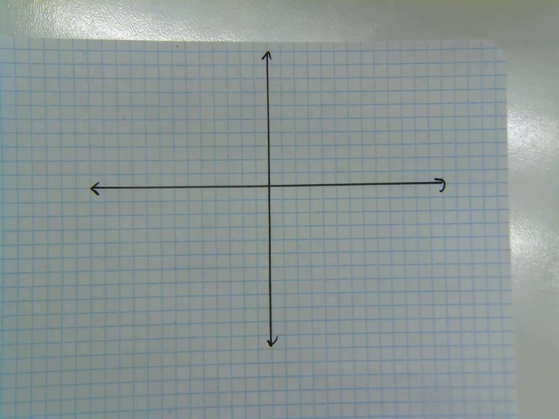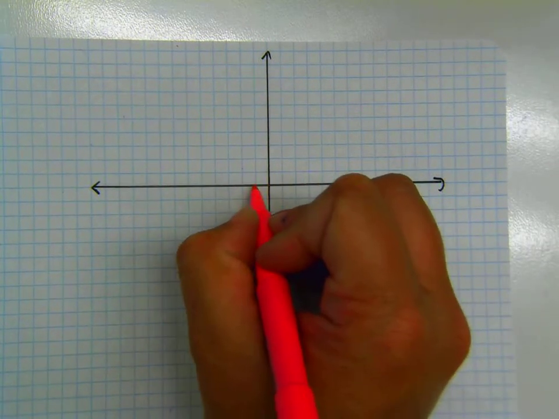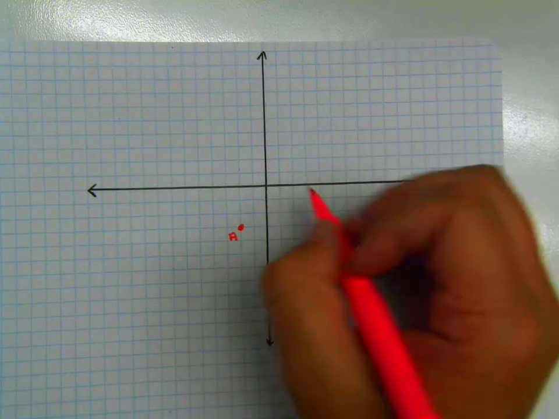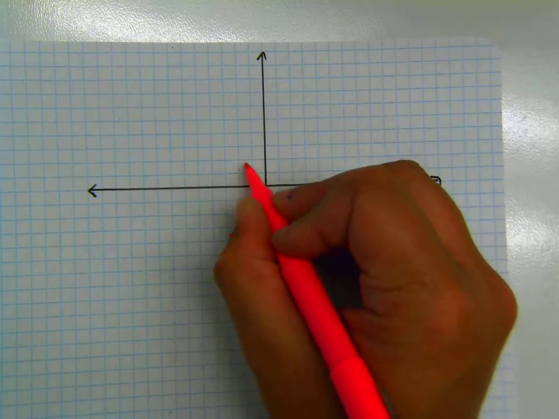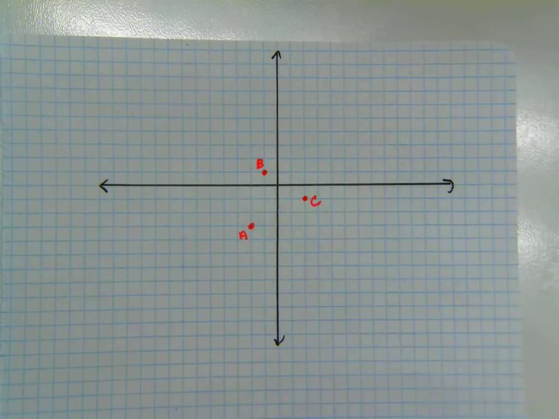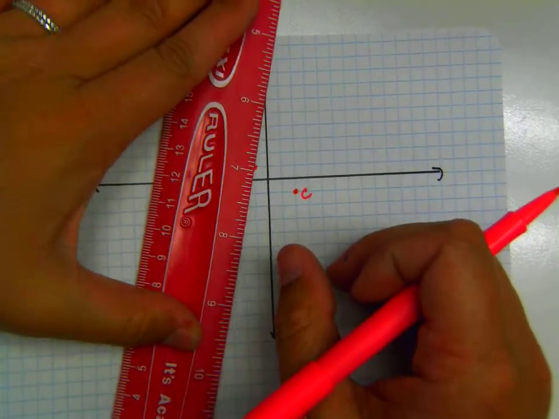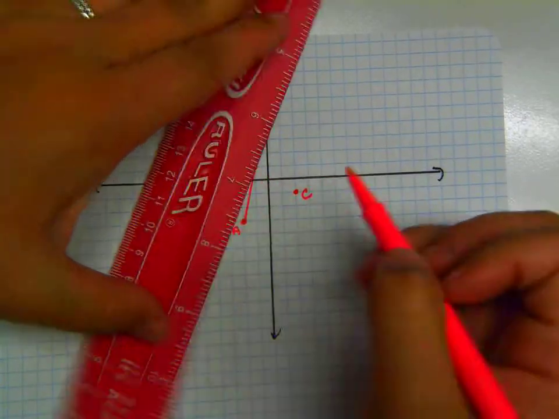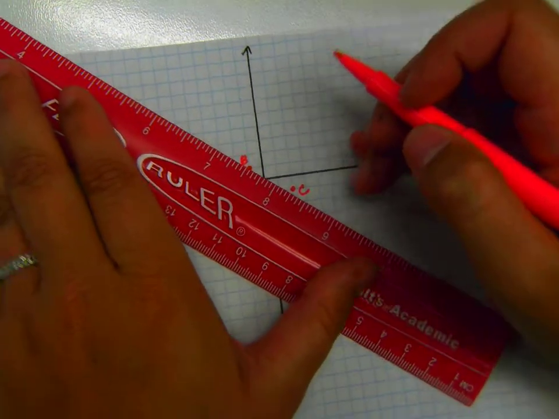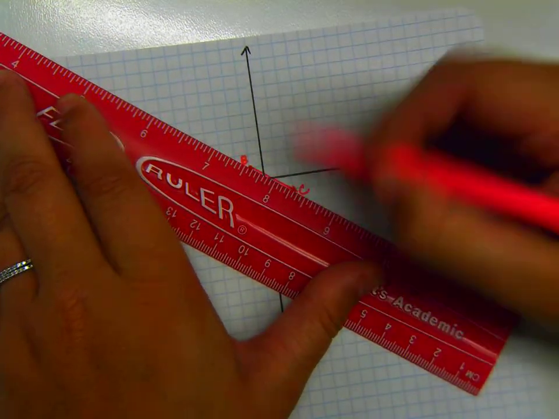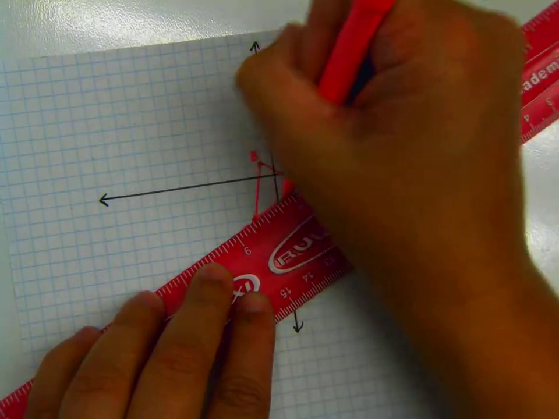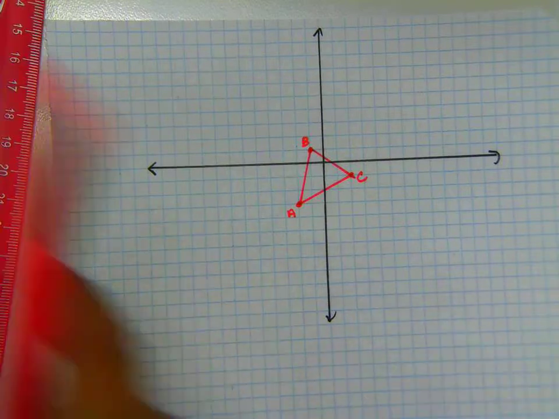And I'm going to start by plotting -2, -3. So over 1, 2, down 1, 2, 3, that's A. Then over -1, up 1, B. And then 2, -1, that's C. So that's my original image. It's a triangle. And then it says to enlarge from the origin by a factor of 3.